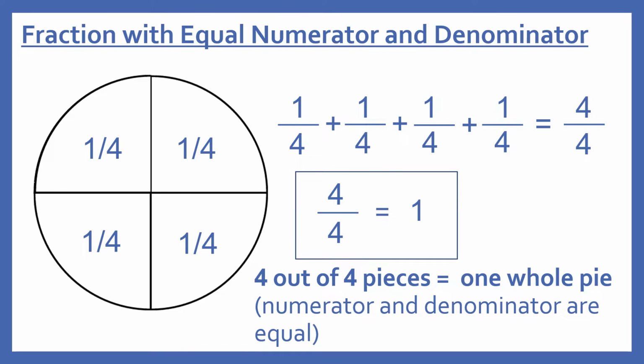So now we'll talk about when a fraction has an equal numerator and denominator. So we have our pie again in the 4 pieces. Each piece is worth 1/4. So if we add our fourths, we have 1/4 plus 1/4 plus 1/4 plus 1/4. That equals 4/4. So we have an equal numerator and denominator. And when we have that, that is always going to equal 1. So 4/4 equals 1. So we have 4 out of the 4 pieces. That's going to be one whole pie. And you can see the numerator and denominator are equal.